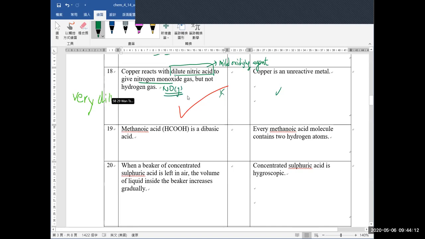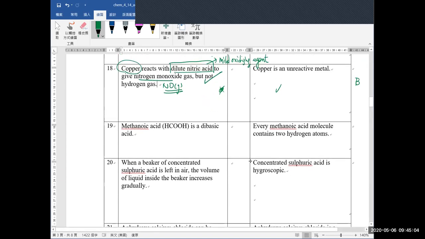Okay? So, but not hydrogen gas. They will react, but they will react to form NO, this is correct. So you cannot use copper to react with acid to produce hydrogen. No other choices are possible. The reason behind is copper is an unreactive metal. But if you want to have this case, the reason is that this one is a mild oxidizing agent. They will react with copper, even though it is an unreactive metal. So the answer is B. You understand?